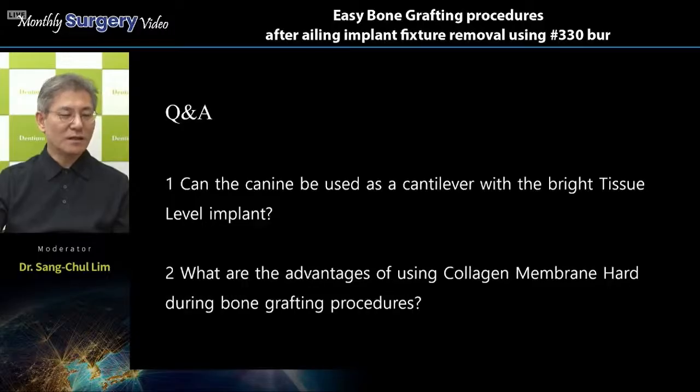First, number 1, can the canine be used as a cantilever with a bright tissue level implant? Of course, yes. Normally, the canine area is very important, as you know, the canine guidance or the group function guidance within the occlusion scheme. On natural dentition, this canine is an important corner tooth, as you know. However, the implant system is totally different. Actually, these canine areas can be cantilevered, right?